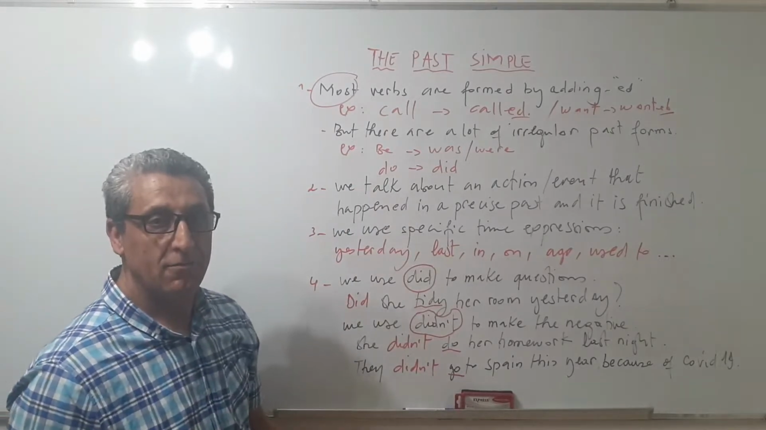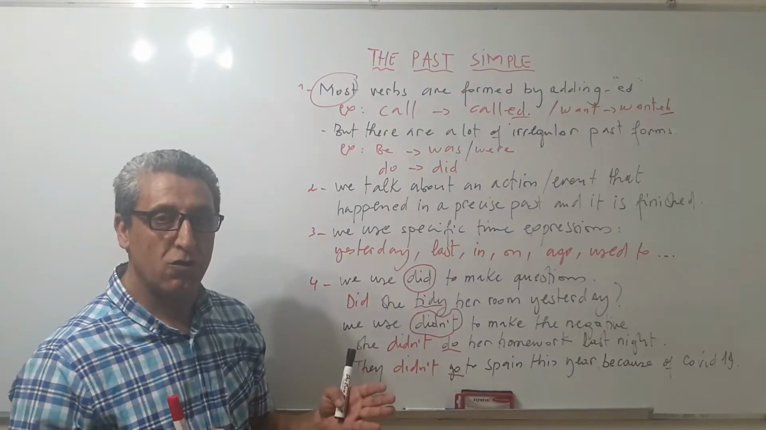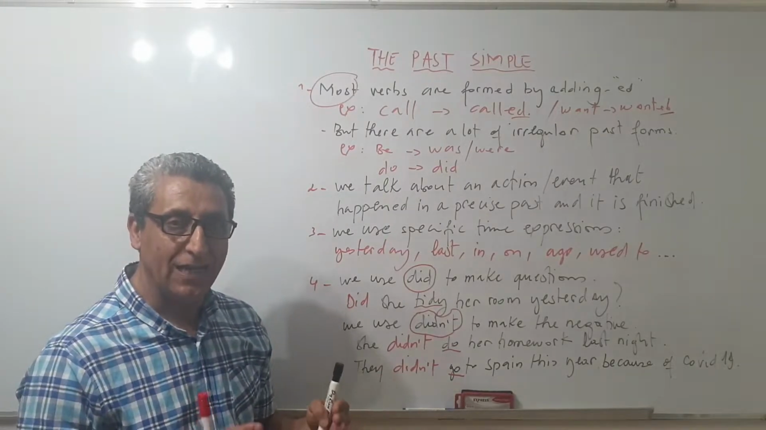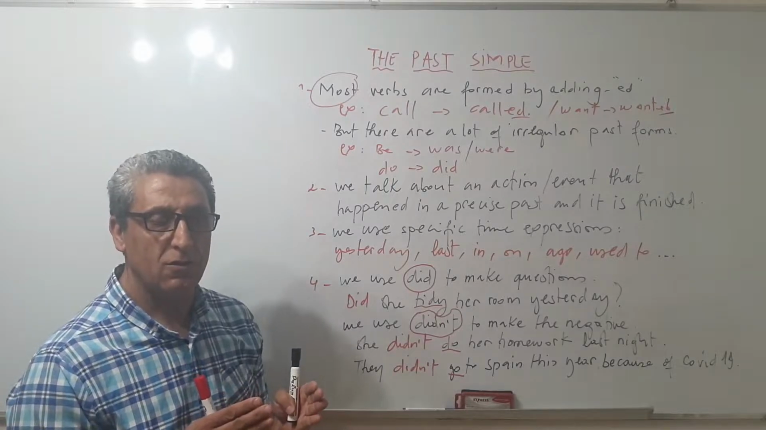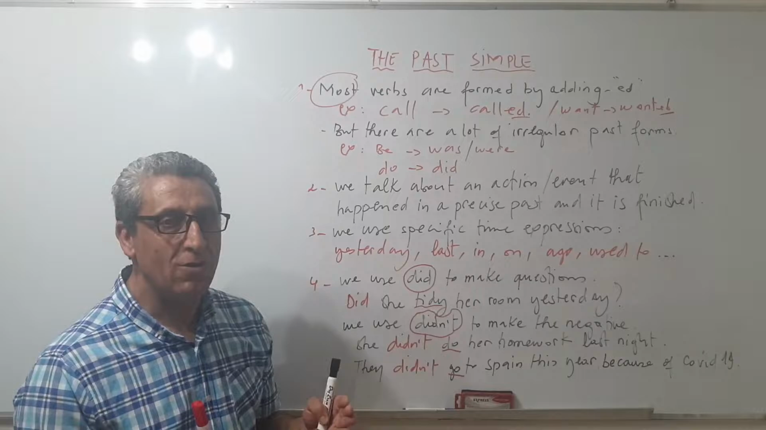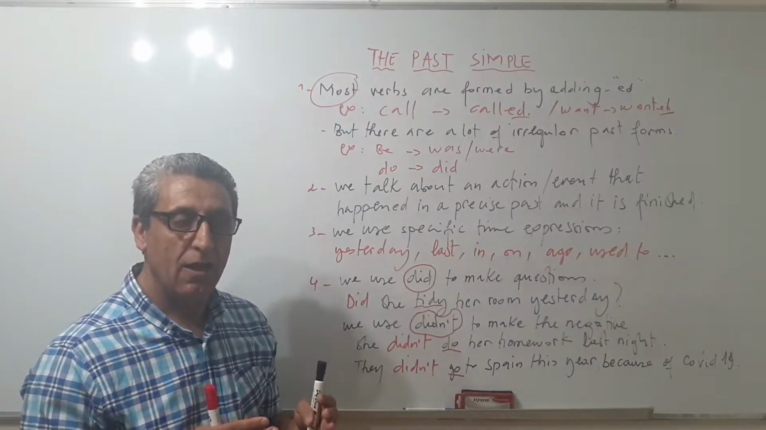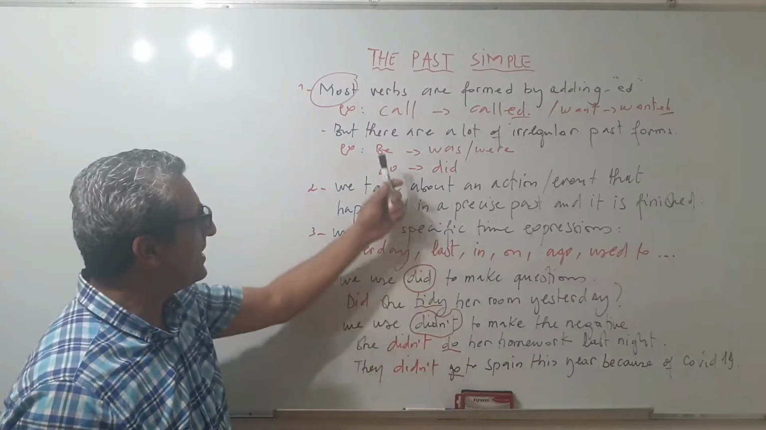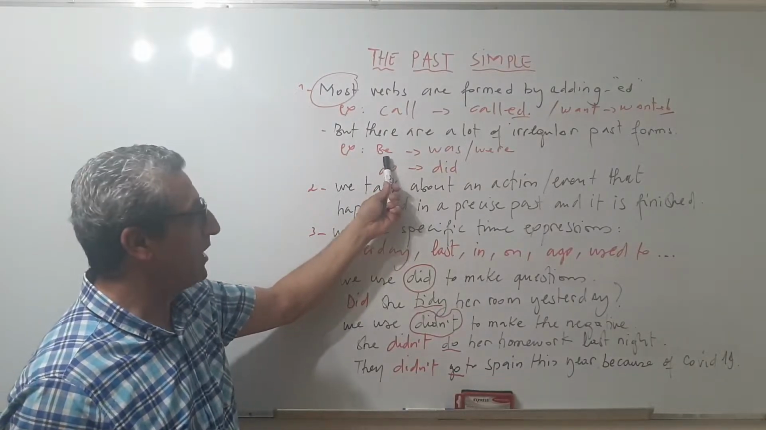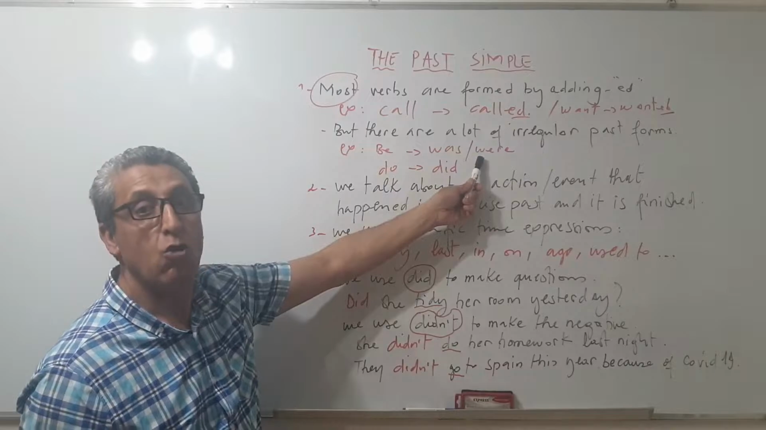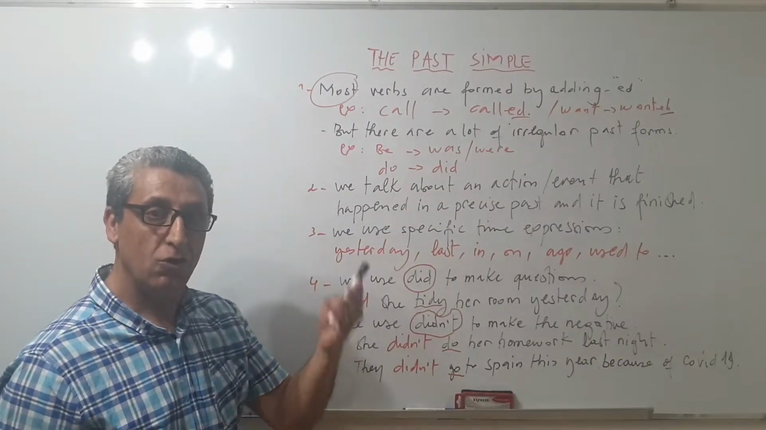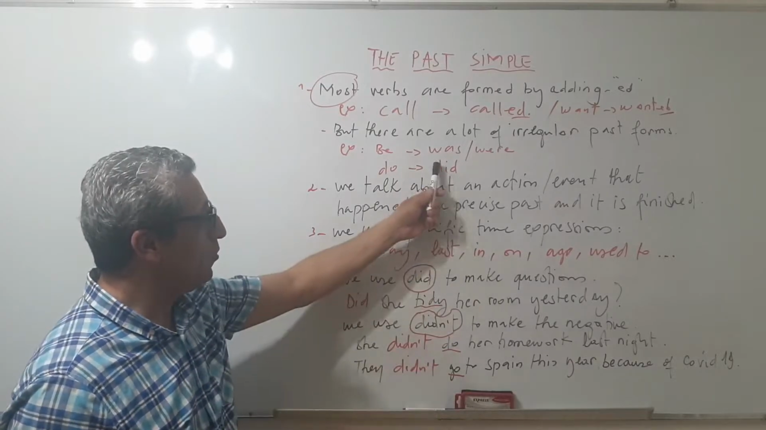So as I said, most verbs in the past add ed, but there are other verbs which we call irregular verbs. These verbs in the past do not add ed. They have different forms. Example: look at the auxiliary or verb be. So be, the past simple is was, were. You say I was. You were. So was, were.